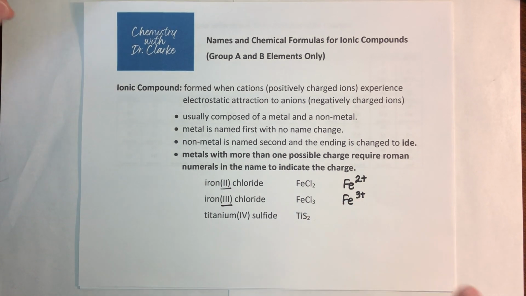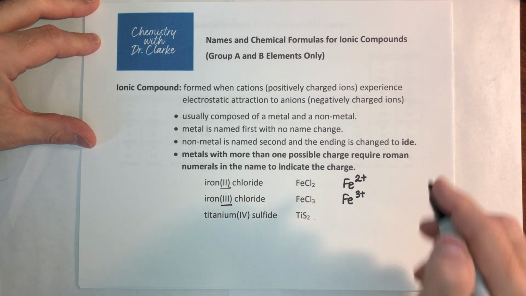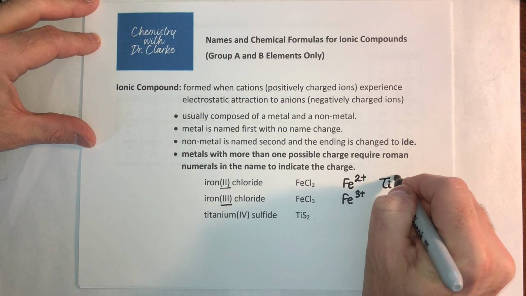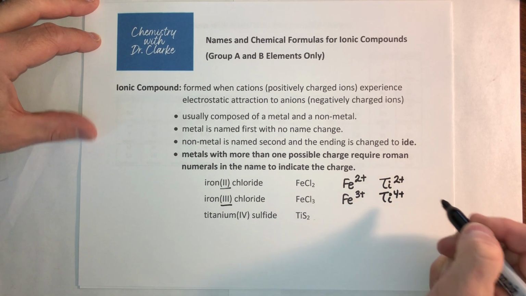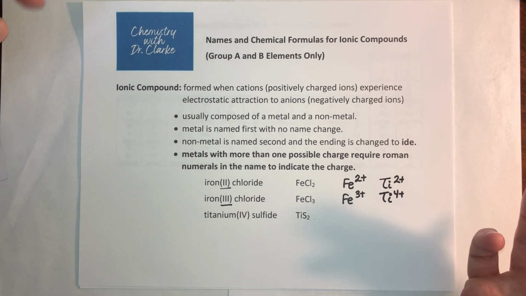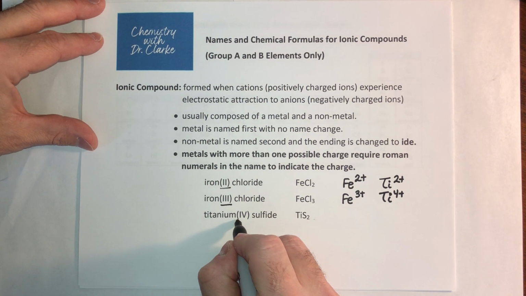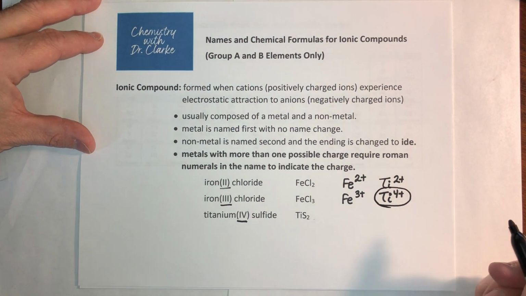There are some metals on the periodic table that can form more than one possible ion. Titanium is another one. Titanium can be titanium 2+ or it can be titanium 4+. The only way that you're going to know which one is if the question tells it to you. In this question, it told you it's titanium 4, so it would be this titanium.